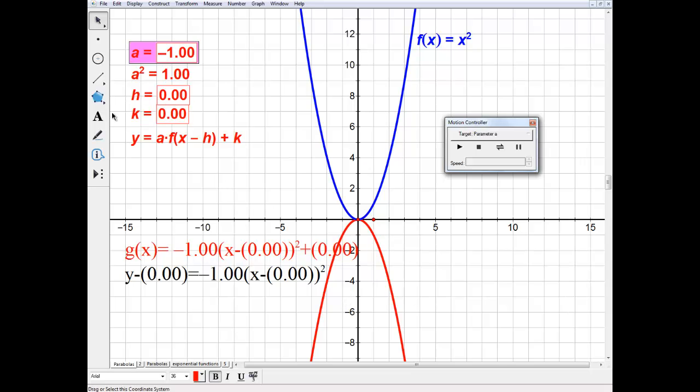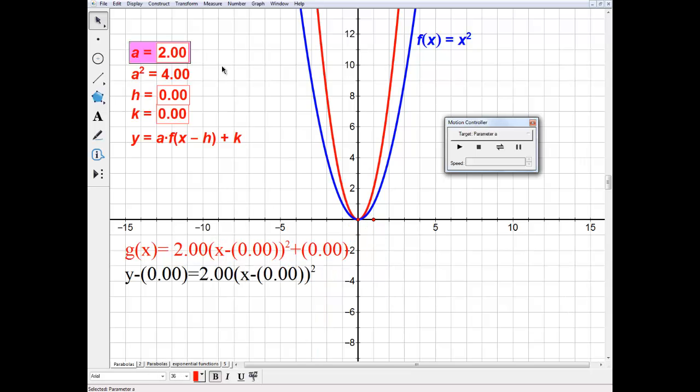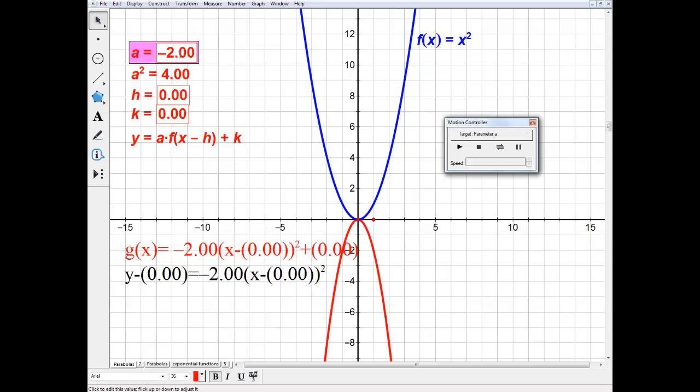All right, let's take a look at what happens if a is 2. You can see that all the coordinates are stretched vertically up. What if it was negative 2? Then, because negative is facing down, and again 2, it's stretched vertically by a factor of 2.